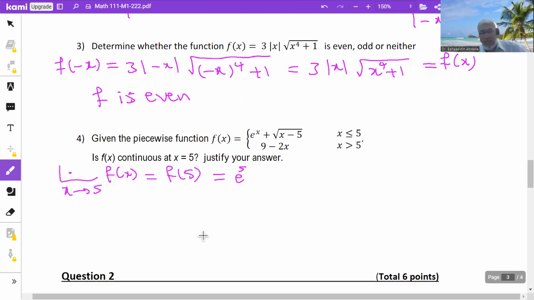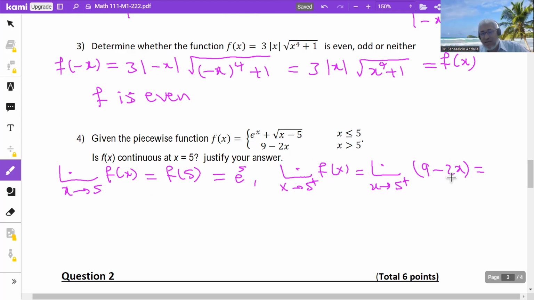Well, this is a piecewise function, and at 5, the definition changes. So to find the limit of the function when x approaches 5, I have to find the limit of f of x when x approaches 5 from the right and from the left, because the definition changes. Well, when x approaches 5 from the right, this means I'm dealing with numbers greater than 5. When x is greater than 5, the definition of the function is 9 minus 2x. So now to find the limit, I replace x by 5.